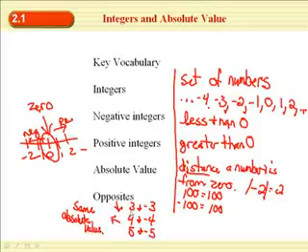What's the absolute value of 3? 3. What's the absolute value of -3? 3. So they have the same absolute value. All right, there's our vocabulary for this. Let's go through some examples.